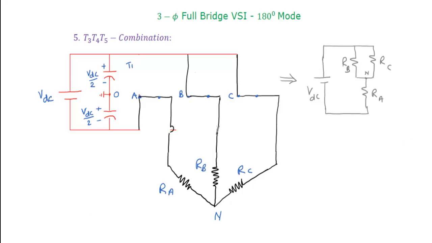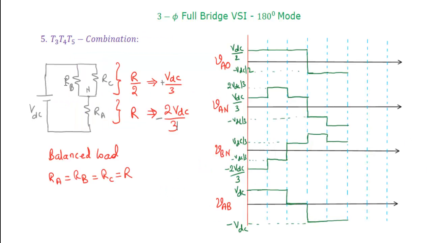As we discussed in the previous combinations, the voltage across the parallel combination is VDC by 3, and with respect to the neutral point, this is positive. The single phase is always getting more voltage, that's why 2 VDC by 3, and it is negative with respect to neutral. So we have already taken care of that. This is combination 1, this is combination 2, this is combination 3, this is 4, this is 5.